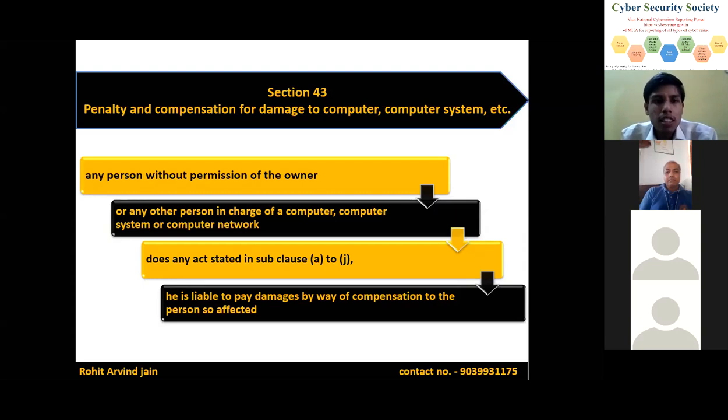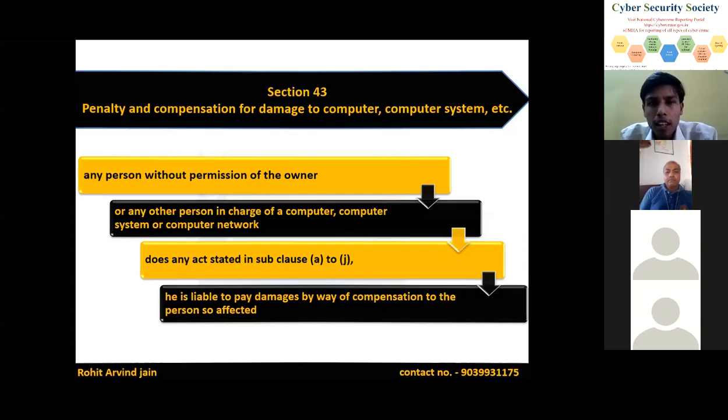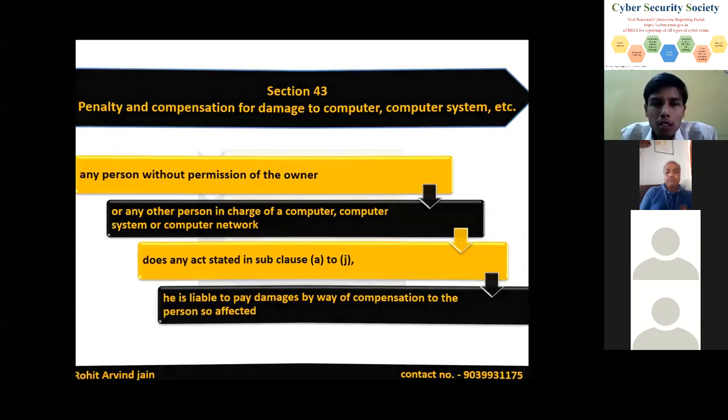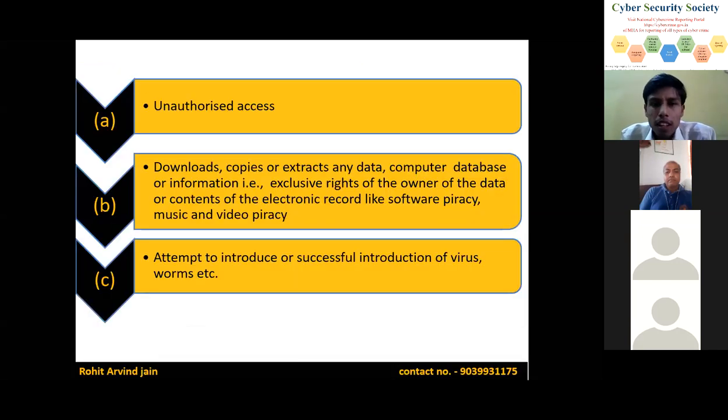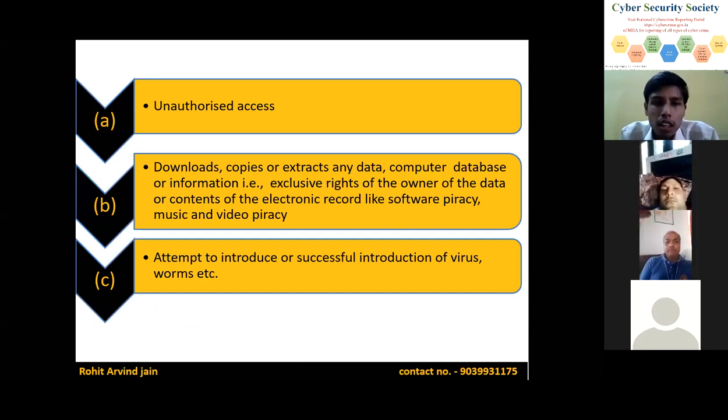The activity can be of these types, as mentioned in section 43. First is unauthorized access. If someone is doing unauthorized access to any computer without the permission of the owner, or of the person who has possession of or is in charge of the computer, he will be liable to pay compensation.